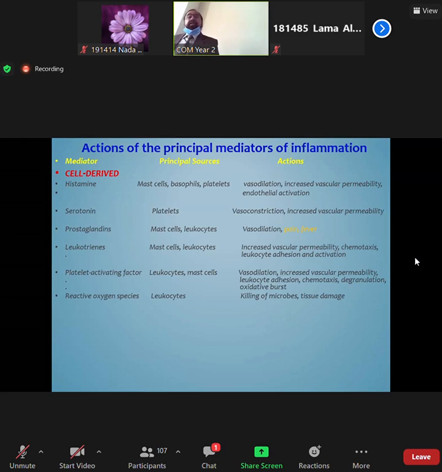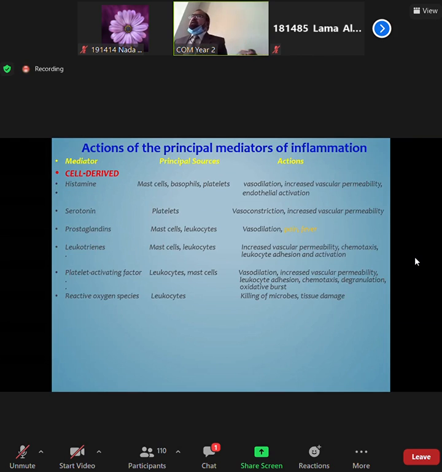Then we have platelet activating factor, which is secreted by leukocytes and mast cells. The function is vasodilation, increased vascular permeability, increased leukocyte adhesion, chemotaxis, degranulation, and oxygen burst. Reactive oxygen species come from leukocytes, especially neutrophils and macrophages, for killing of the bacteria and tissue damage. Why tissue damage? As we were discussing in acute inflammation, while it kills the bacteria, it bursts off. When it bursts off, it causes necrosis of the local area.